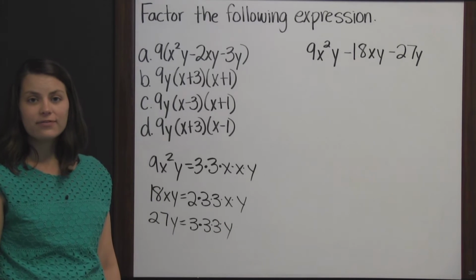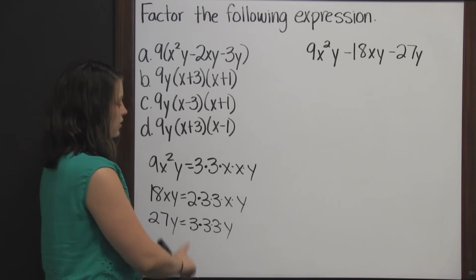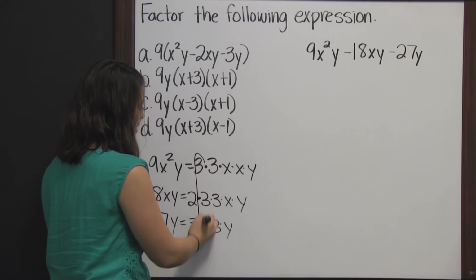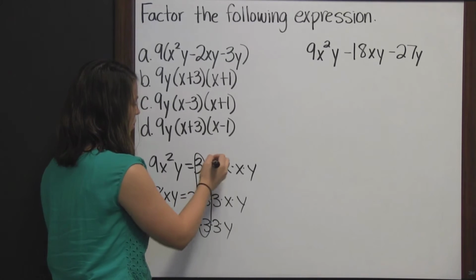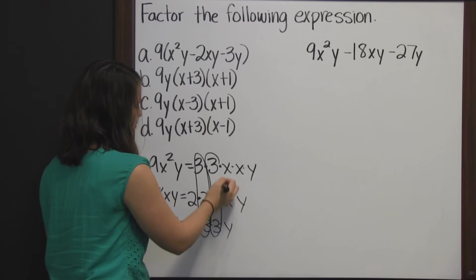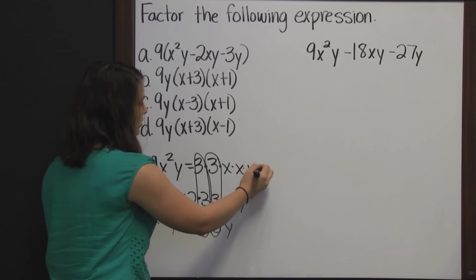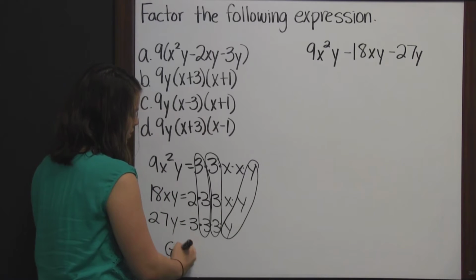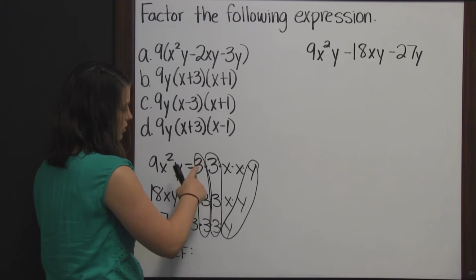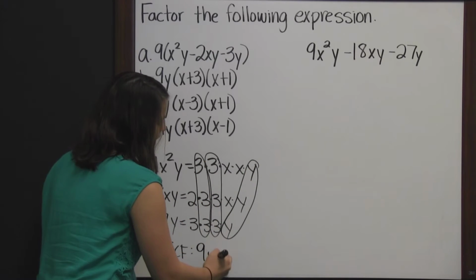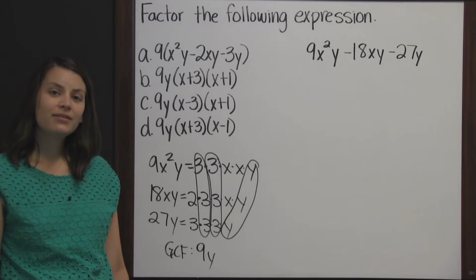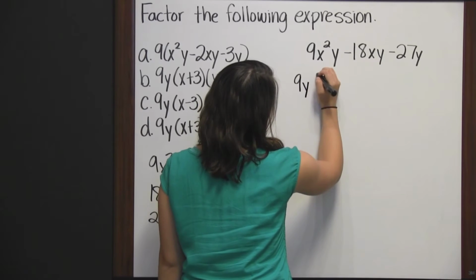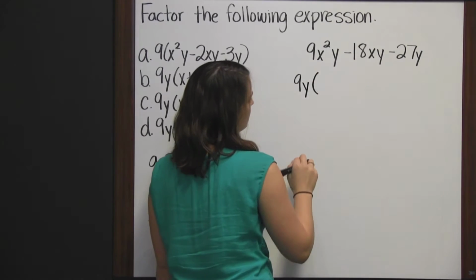Now to find the GCF, we look for what all three of our terms have in common. All three of our terms have a 3 in common. All three of our terms have another 3 in common. And all three of our terms have a y in common. So the GCF is 3 times 3 times y, 9y. Now we can factor out the GCF. So we're going to factor out a 9y from each one of our terms.